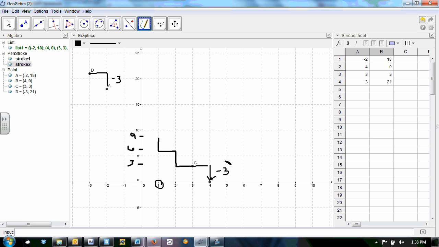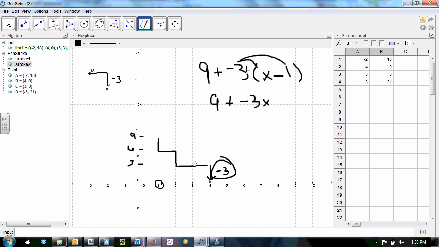So now I've got my rule because I know my difference also. My rule would be my first term plus my difference times x minus 1. Now, if I clean this up and distribute the negative 3 through, 9 plus, we get negative 3x. Remember when we distribute negative 3 times negative 1, the negative times the negative is positive 3. So now when I combine my like terms, I get negative 3x plus 9 plus 3, which is really 12.